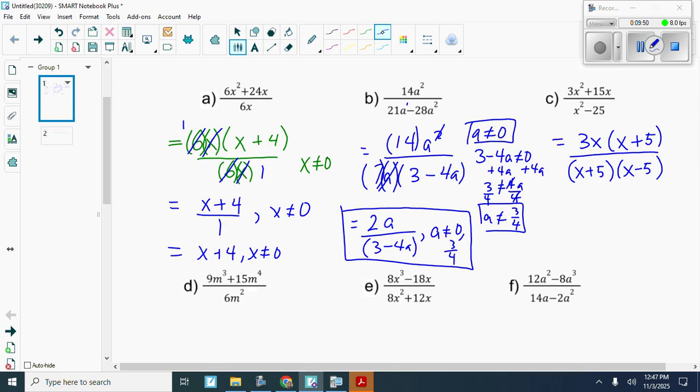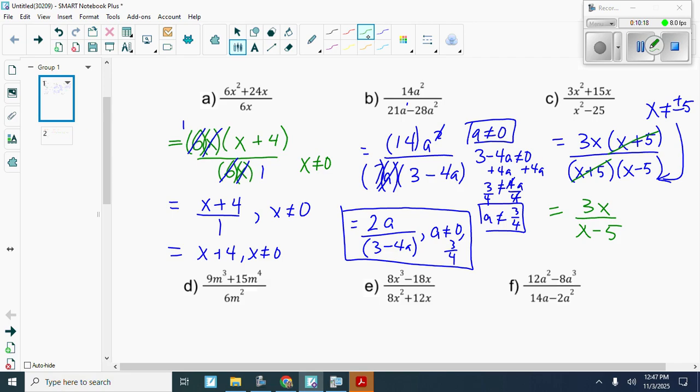So x cannot equal plus or minus 5, based on these guys. Now we can simplify, and we have a 3x. Guys, can we simplify? Can we cross out our x's because there's an x on the top and an x on the bottom? Why not?